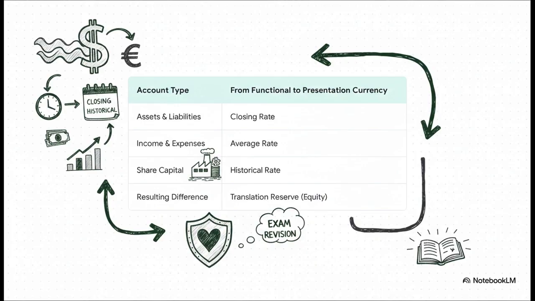Now, because we're using all these different rates, things won't balance. And that difference, it does not go to the income statement. Instead, it gets parked in a special equity account called the Foreign Currency Translation Reserve. You have got to remember this table.